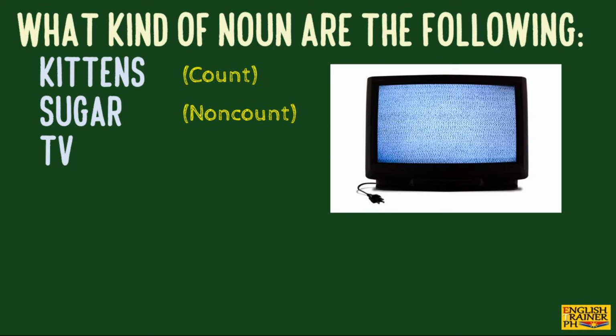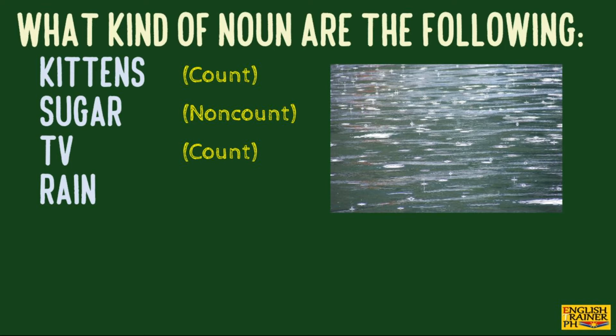What about the next noun? Is it a count noun or a non-count noun? Of course, since TVs are easy to count, we can say 1, 2, 3, 4, 5 TVs. Then televisions are countable nouns. Okay, let's try the next one. Is it a count noun or a non-count noun? Can we count rain? Because it is a weather phenomenon, rain is an uncountable noun.